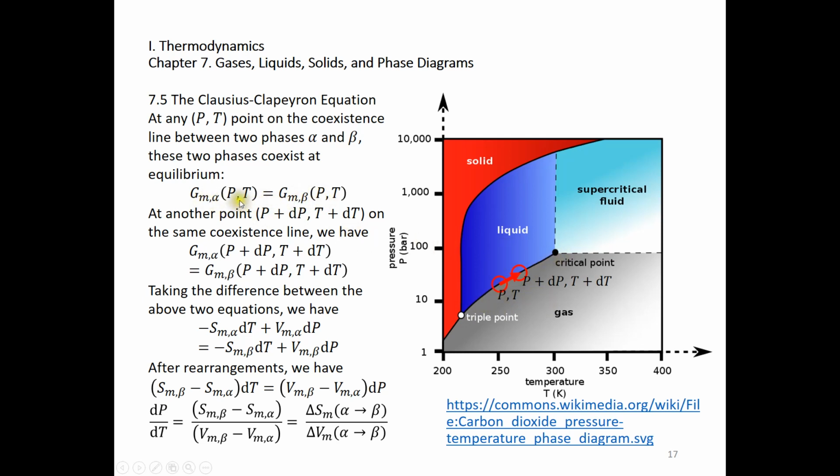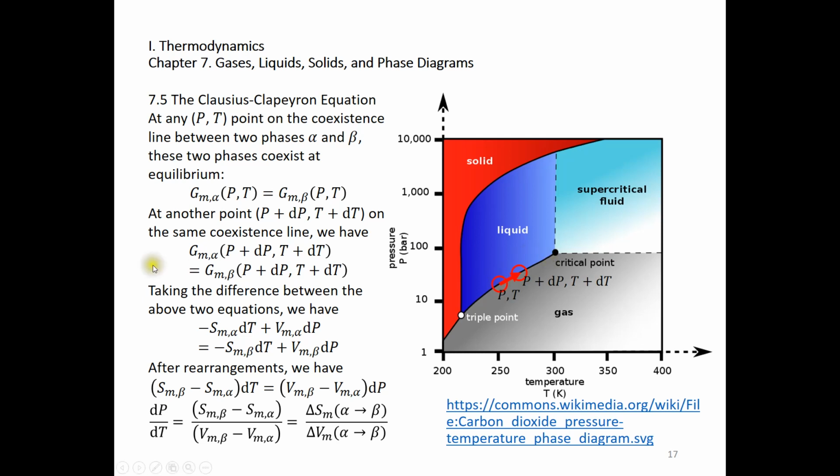In general, we'll just say alpha phase and beta phase. The molar Gibbs energy of the alpha phase is equal to the molar Gibbs energy of the beta phase at this specific pressure and temperature on the coexistence line.